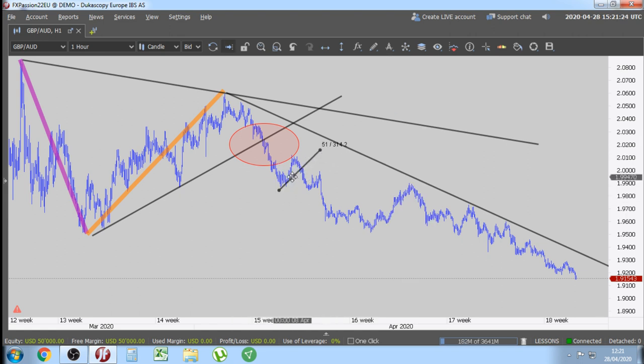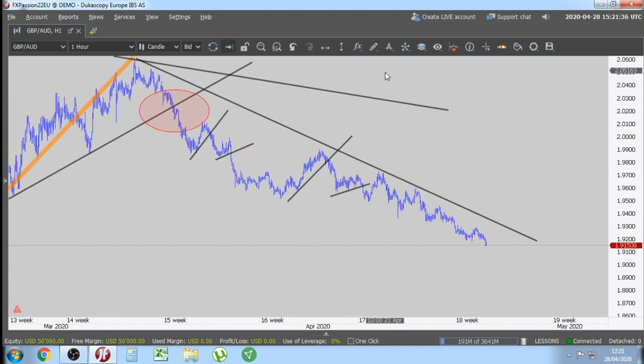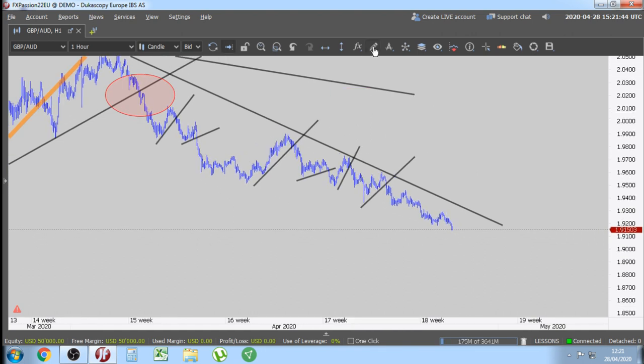Counter trend line break in here, counter trend line break in here, counter trend line break in here, and more counter trend line breaks in here.